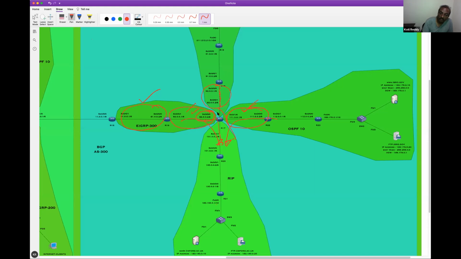So what do I do? Again, I say, well, redistribute the connected network ID into RIP protocol. I've seen this already the other day. So what I do at one go, I try to redistribute all these routes into what? RIP protocol. So how do I do that? EIGRP 300 into RIP protocol, OSPF 10 into RIP protocol, static routes into RIP protocol, connected routes also into RIP protocol on R17. So let's do that.